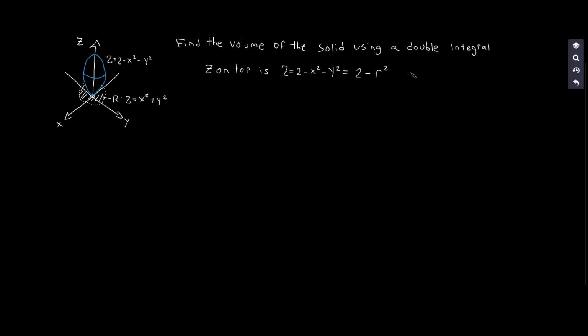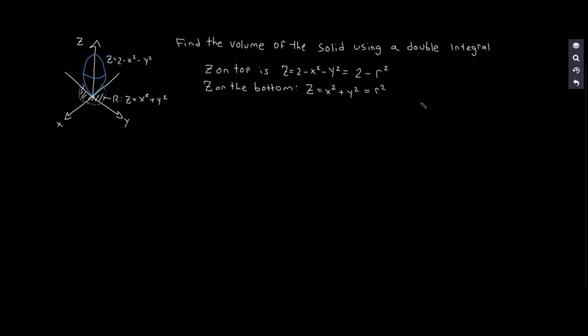And so that's done and over with, and we can move on to what's going on with the z on the bottom. Well, the z on the bottom is z equals x squared plus y squared. That literally just means if z equals x squared plus y squared, that equals r squared. So on the z-axis, we have 2 minus r squared, and from that, we're going to just subtract r squared.